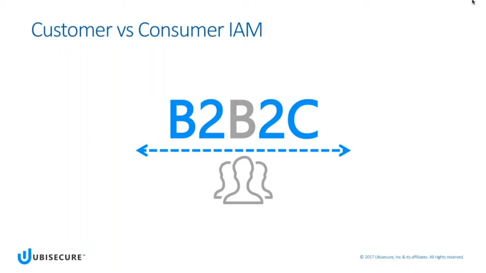If you consider a consumer use case, you have frequencies that are different from, let's say, customer IAM that includes also business customers. So as you see from the picture on the page, there's the B2B to C text, and our view is that a customer IAM solution addresses both needs. So it's both a B2B and B2C solution.